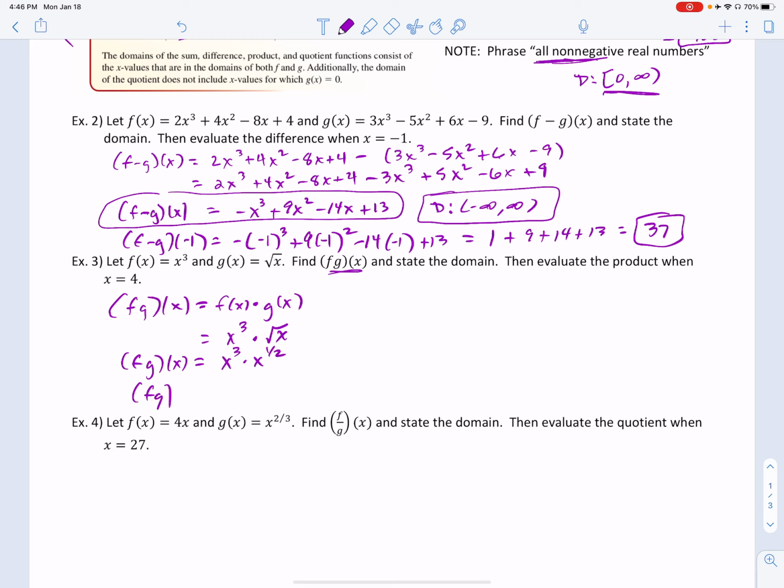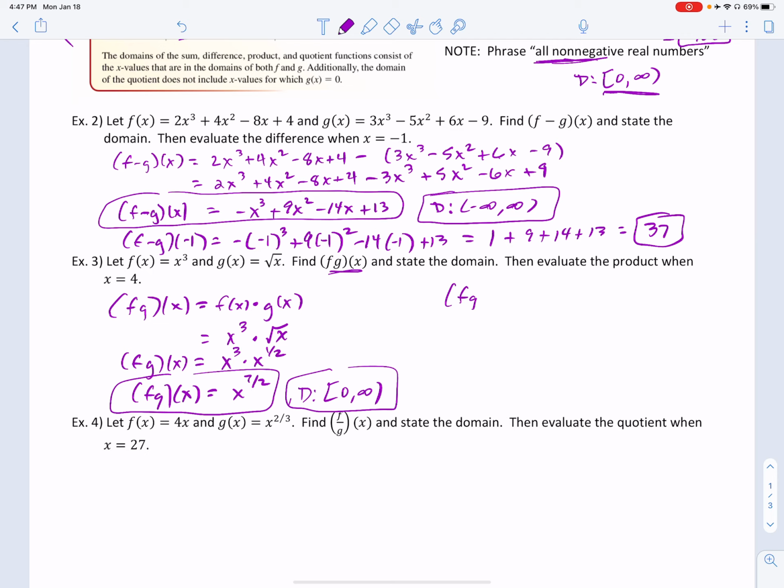So they very likely will write this as 3 plus 1/2. 3 and 1/2 is 7/2, so x to the 7/2. Now, the domain on this, you are involving a square root, so we need all non-negatives, 0 to positive infinity. So there's f times g of x. The domain is all non-negatives. And then evaluate it when x is 4.